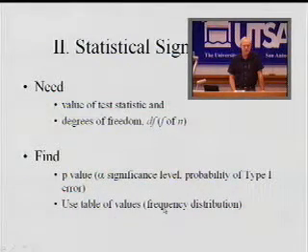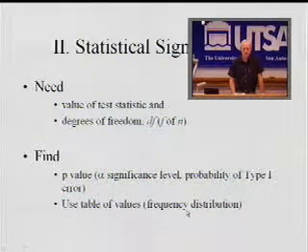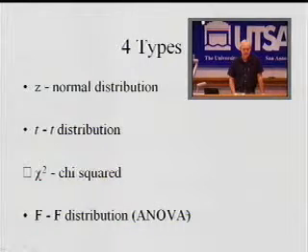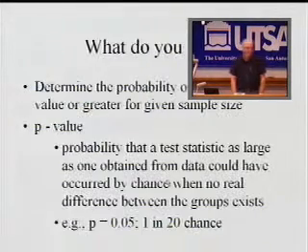Then we go to tables of values, which are frequency distributions. There are 4 types of these. We're not going to define and use all of them. There's the z-normal distribution, the t-distribution for the student t-test that we're familiar with, a chi-squared that we won't deal with, but you may have worked with in the genetics lab as an undergraduate student or in other situations, and the F table, the F distribution, which we will talk about when we talk about the analysis of variance.